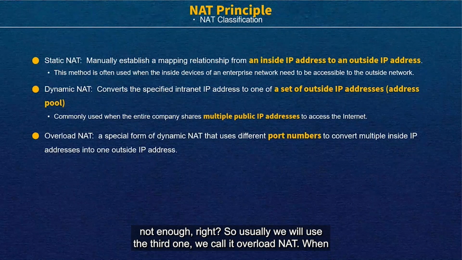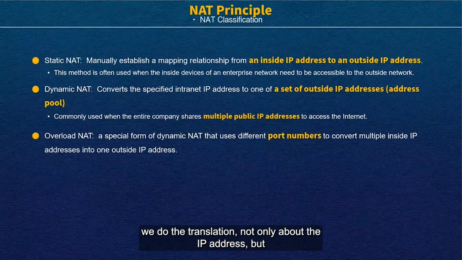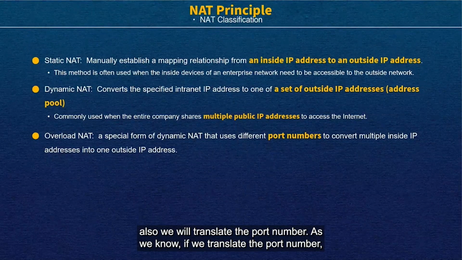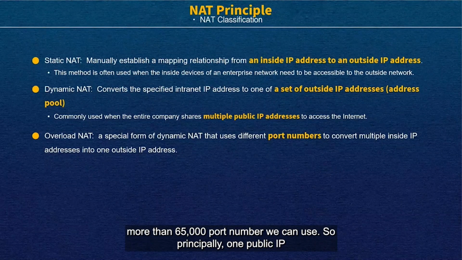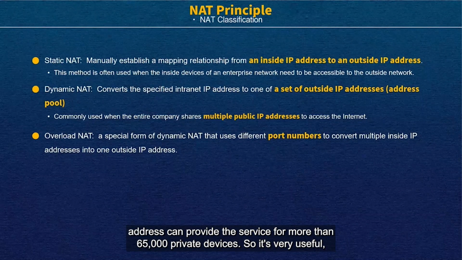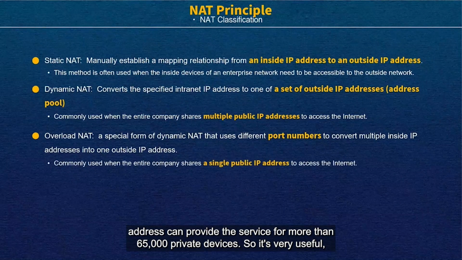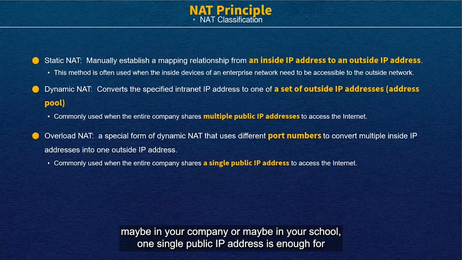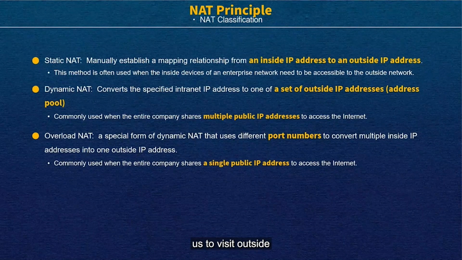We call it overload NAT. When we do the translation, not only do we translate the IP address, but we also translate the port number. As we know, if we translate the port number, we can use more than 65,000 port numbers. So in principle, one public IP address can provide service for more than 65,000 connections. So it's very useful. Maybe in your company or your school, one single public IP address is enough for us to visit the outside.